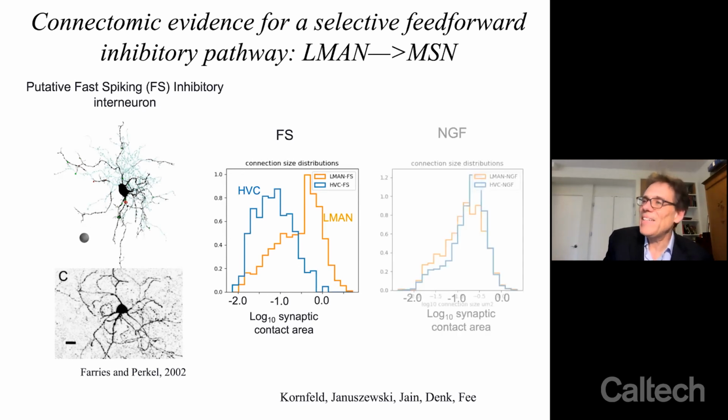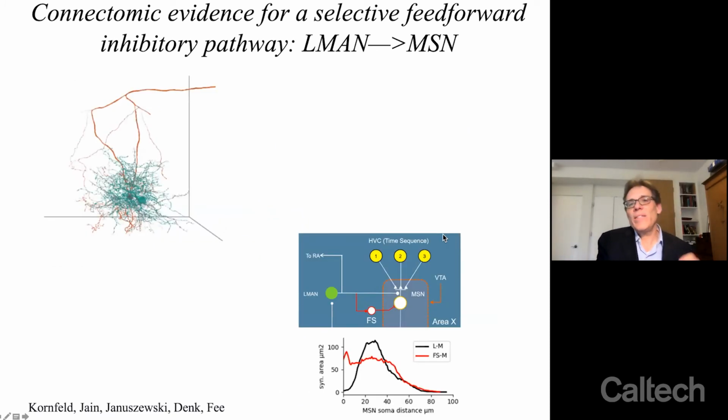Now, notably, that asymmetry does not exist for LMN and HVC inputs onto the neurogliaform cells, which are, as I mentioned, another local inhibitory interneuron in the striatum. Okay, so another really striking aspect of the population of fast spiking interneurons is that there's close to the same number of fast spiking neurons as there are LMN neurons, and therefore LMN axons. In other words, there's roughly a 1-to-1 correspondence between the number of FS neurons and LMN arborizations, L-man neurons in area X.